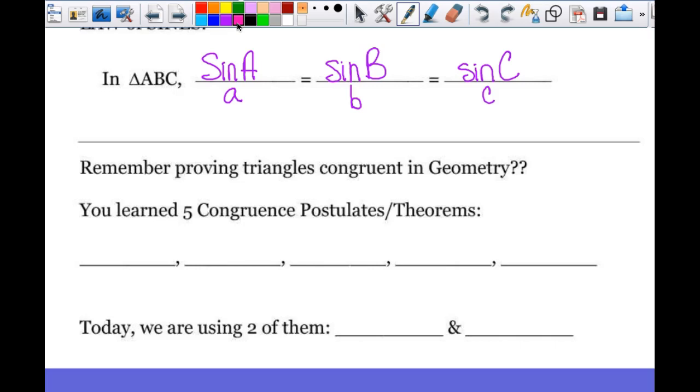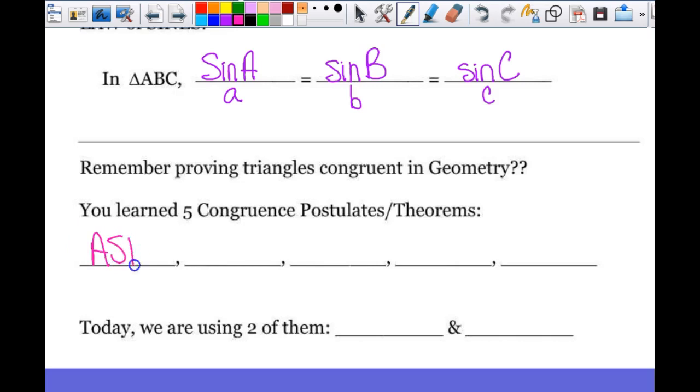Okay, so there were 5 postulates or theorems that we used to prove triangles congruent. Anybody can give me one of them? What? SSA? That's the one you can't use. There's no ass in geometry, Katie, remember? We see where your mind's going. Angle, side angle. Okay, I'm just kidding.